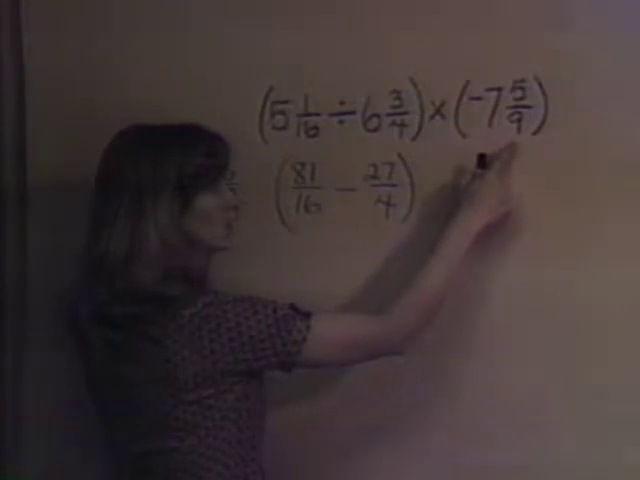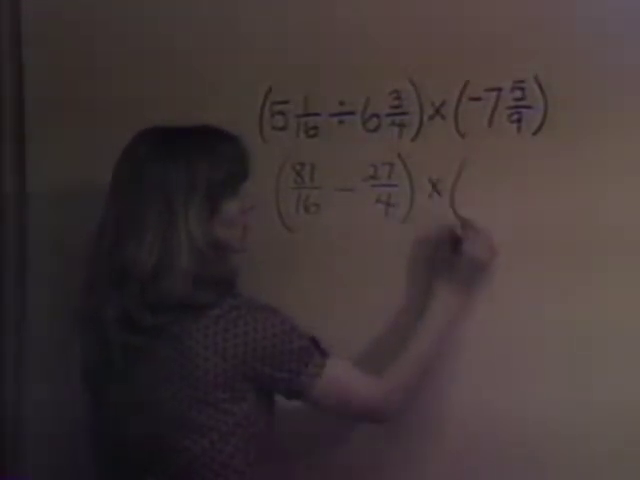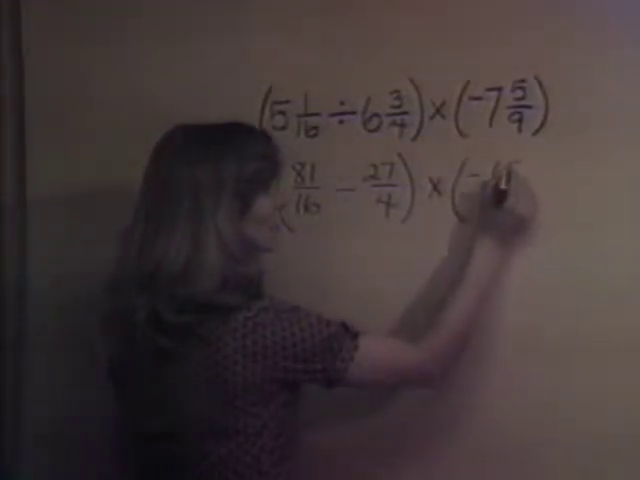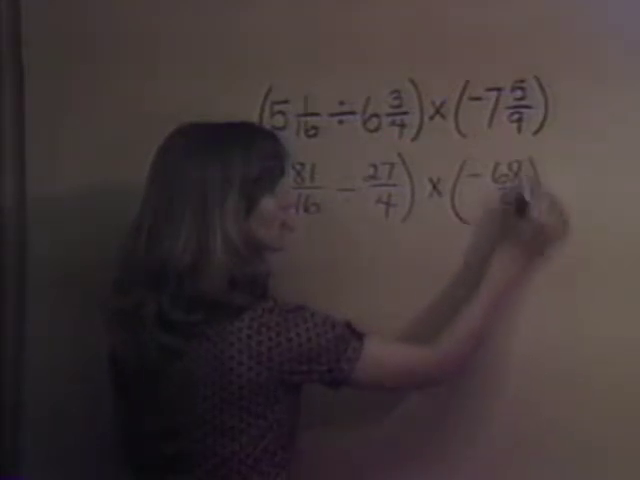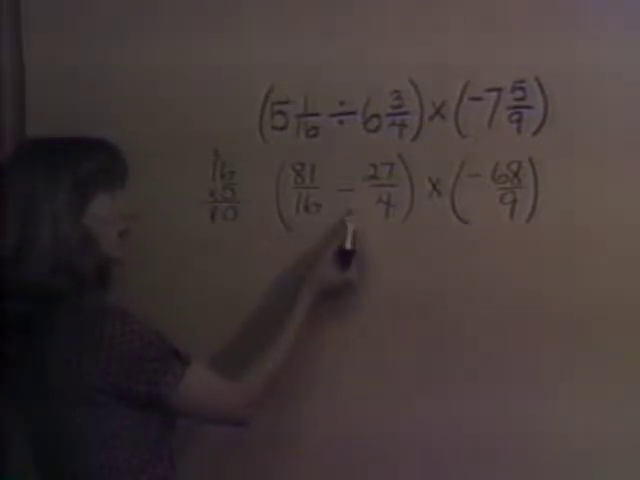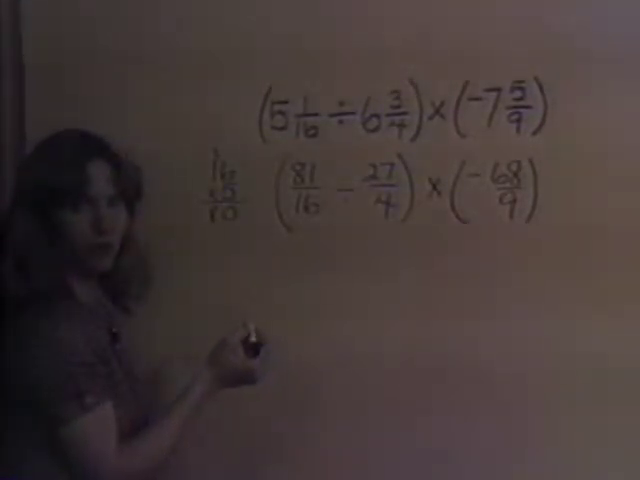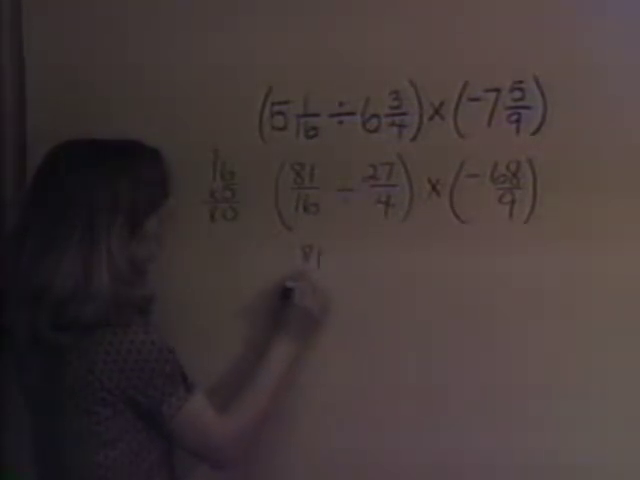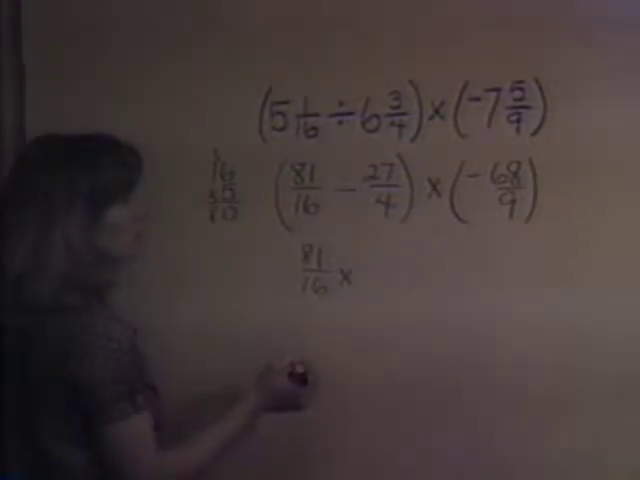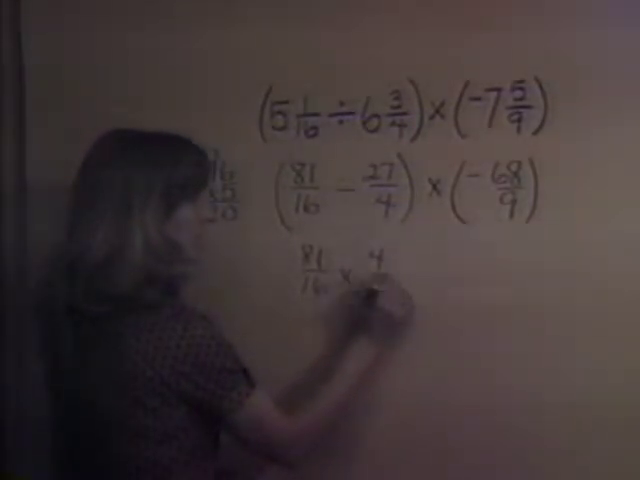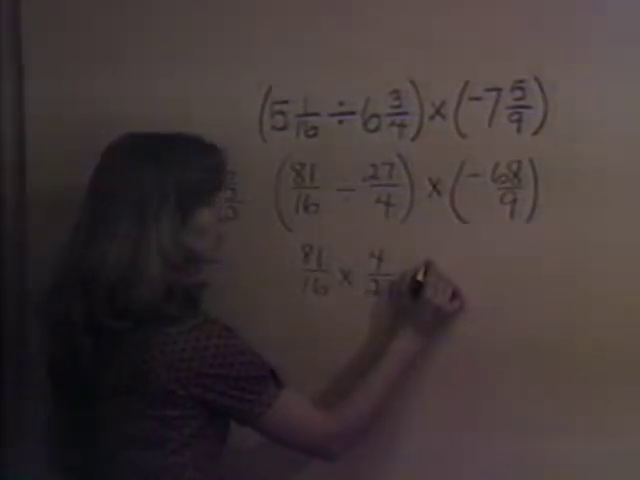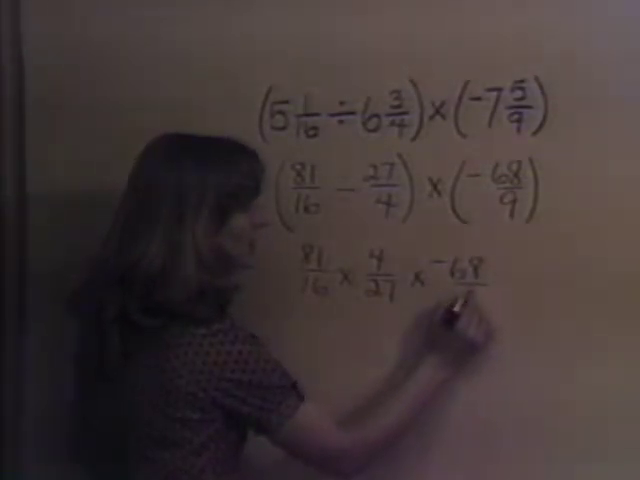Right now I'm going to come over and change this mixed number into a fraction also. 9 times 7 is 63, plus 5 is 68, so we come up with 68/9. And of course that would be negative since the number up here was negative. Okay, to divide by a fraction, you'll remember that we multiply by the reciprocal. So we take 81/16 and we multiply by the reciprocal of 27/4. The reciprocal would be, just turn it upside down, and it's 4/27. The other part of our problem was multiplying it by a negative 68/9.